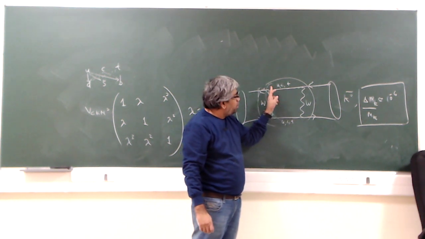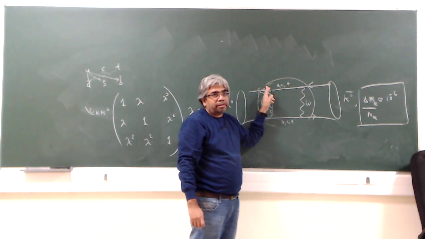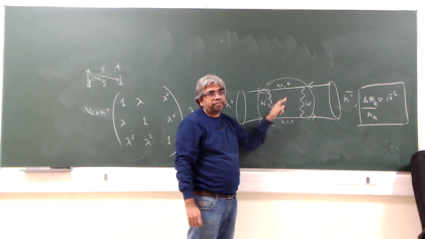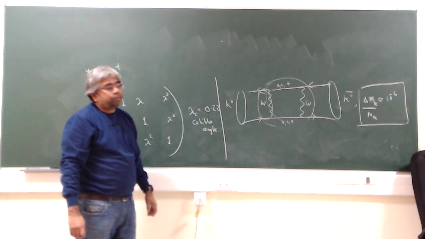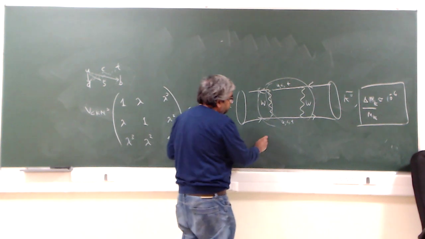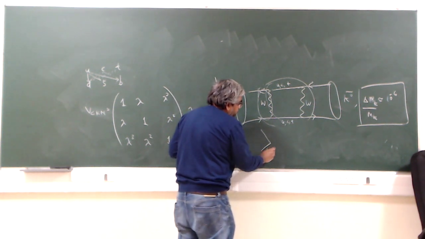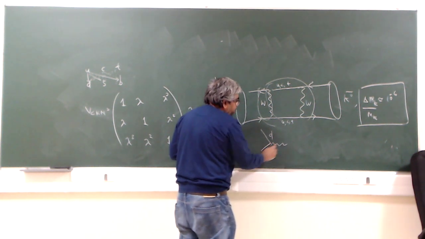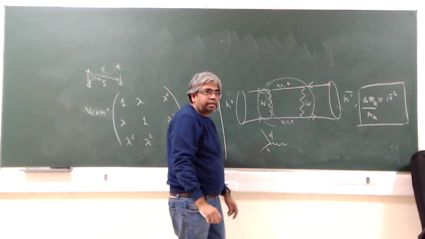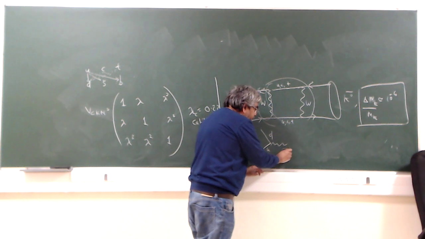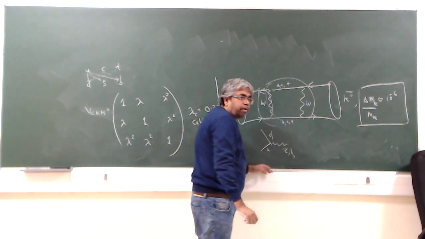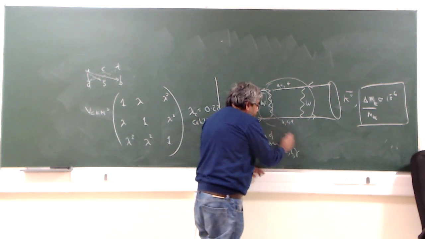Because there is no vertex with a neutral current which can change flavor. So you cannot have a Z-u-d vertex which will change flavor. That's the point. There is no vertex with Z, Higgs or gamma. This is not a vertex.